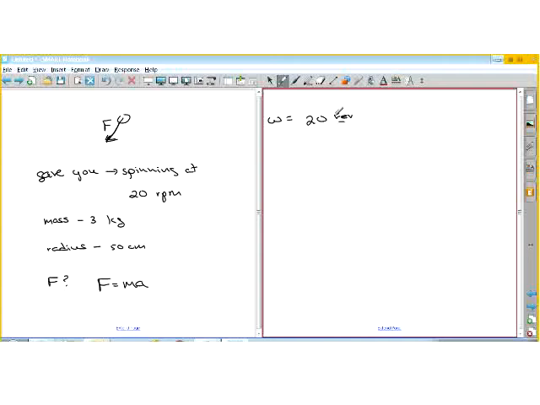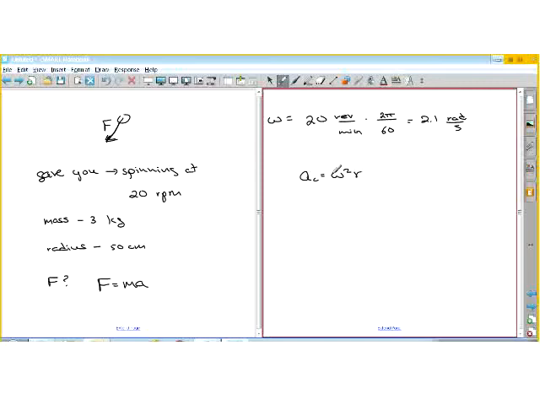So you'd say omega is 20 revolutions per minute, and you would multiply by 2 pi, divide by 60, and you would get 2 times pi divided by 60 times 20, so it's going to be a little more than 2.1 radians per second. So that's your angular speed.